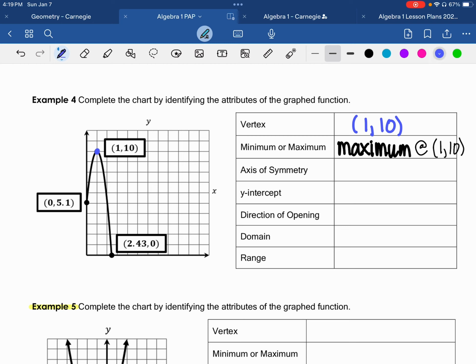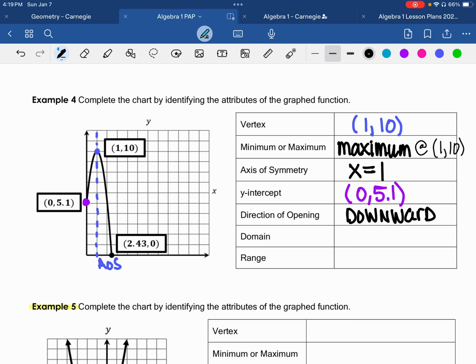My axis of symmetry, remember, will go vertically right here through the vertex. There's my axis of symmetry. And it's going to be x equals always the x value of your vertex or your maximum. My y-intercept is this point right here. And the direction of the opening is downward. These were all things that I felt confident that you guys could answer on your own. It was the domain and range that I really wanted to go over with you all.